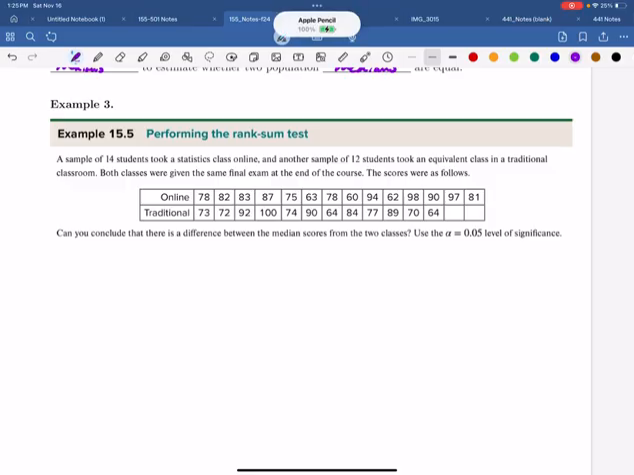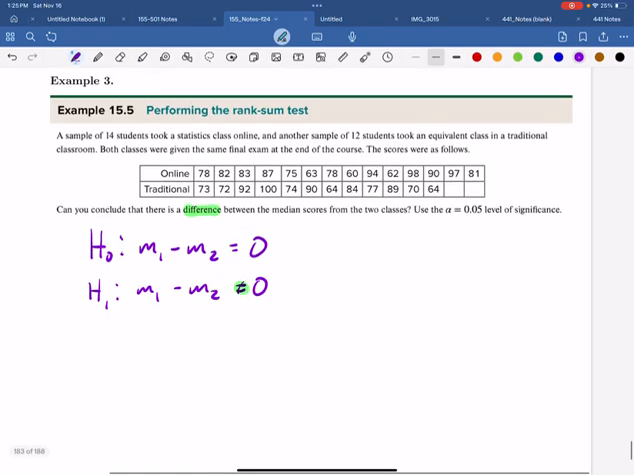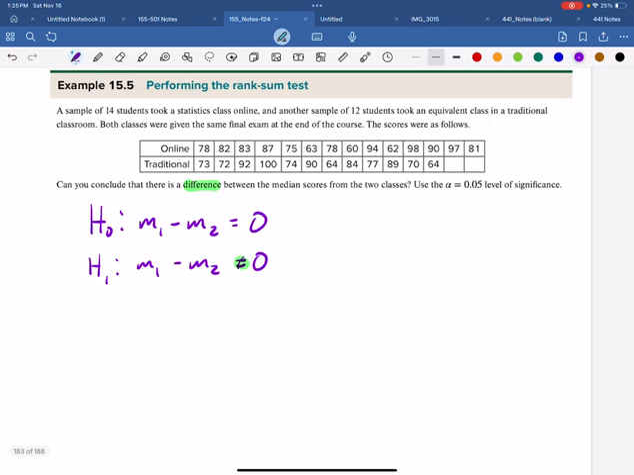Let's see what we're doing here. Can you conclude that there's a difference? So I guess we should start off by hypothesizing. We should say that M1 minus M2 equals 0. The alternative hypothesis would be that M1 minus M2 does not equal 0, because they just said the word difference. So let's find out.